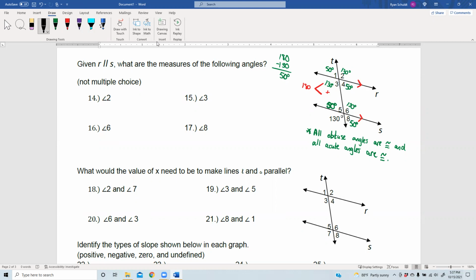It says angle 2. Well, we already said angle 2 is 130 degrees. Angle 3, we said that's 130 degrees. Angle 6 is 130 degrees. And then that leaves us with angle 8. Angle 8 is 50 degrees.